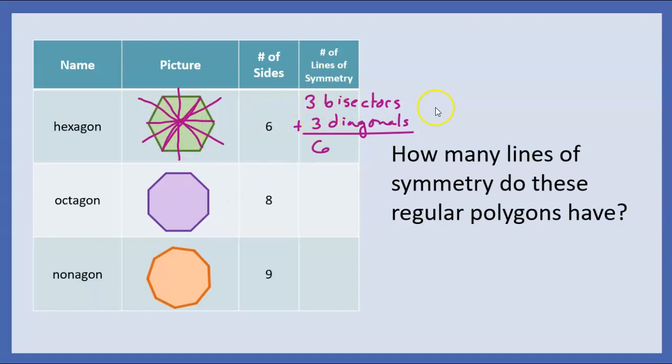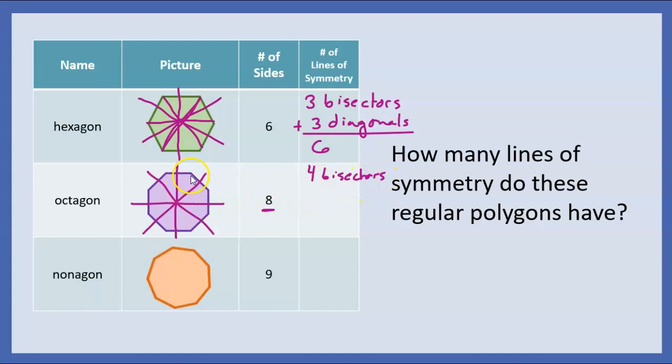So maybe this pattern is going to hold for all even numbered shapes. Should we see? Here's an octagon. It's an even number, 8 sides. So we can bisect opposite sides, bisect opposite sides. Here as well. That one went way off. There we go. Bisect opposite sides, and there as well. So we have 4 bisectors.